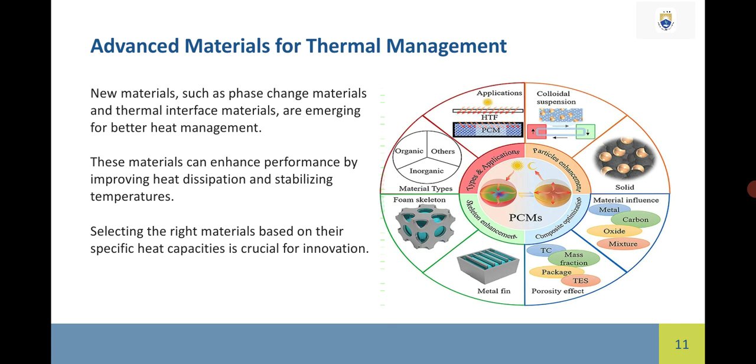Advanced materials for thermal management. New materials such as phase change materials and thermal interface materials are emerging for better heat management. These materials can enhance performance by improving heat dissipation and stabilizing temperatures. Selecting the right material based on specific heat capacities is crucial for innovation.